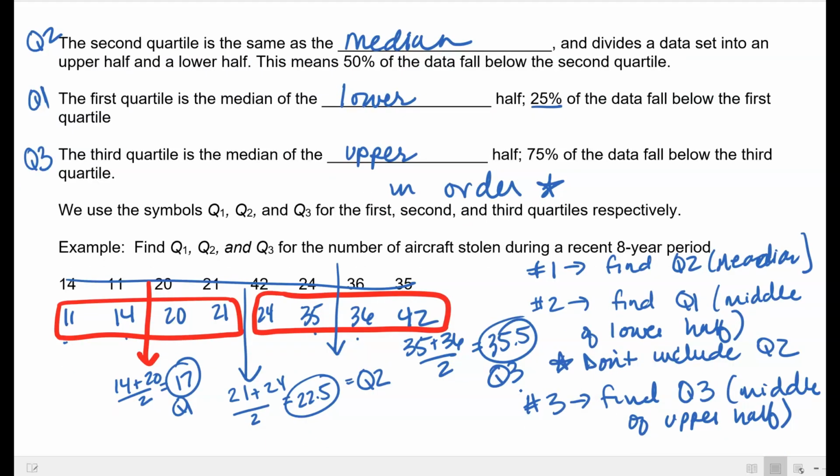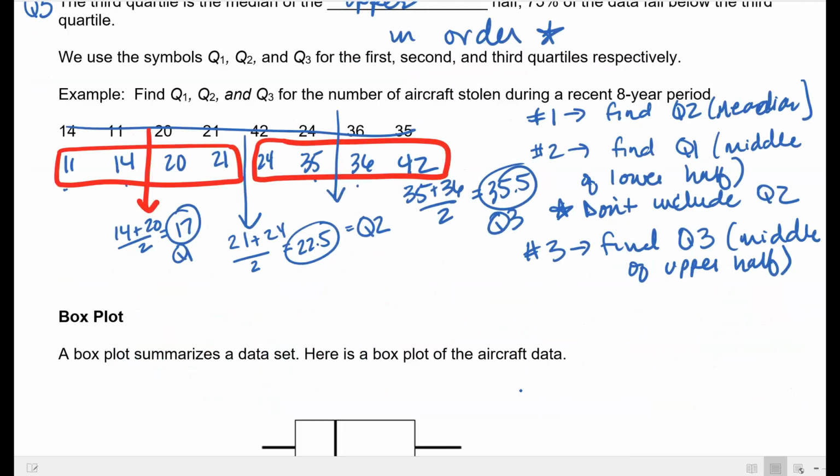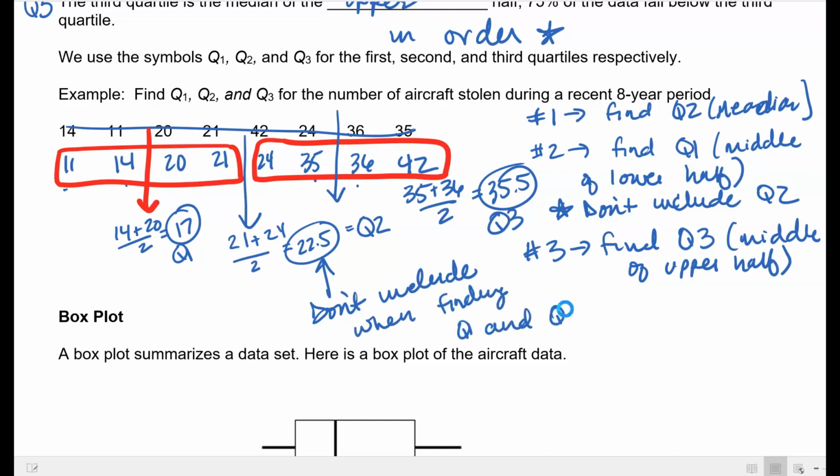So in Connect, the problems are going to look identical to this. You're going to have a list of numbers, and basically you're just going to put it in order, find the middle, and then find the middle of the lower and the upper half. Just make sure you do not include that middle number when finding Q1 and Q3. Cool. All right, hope that helps.